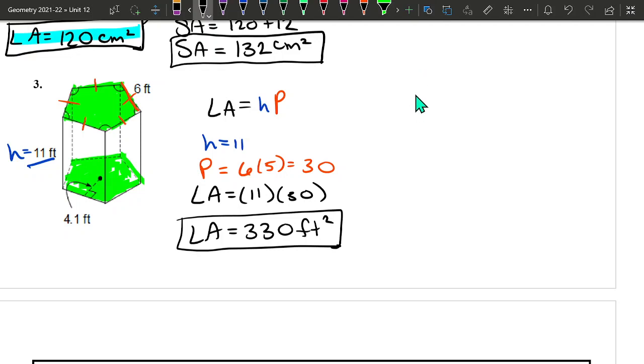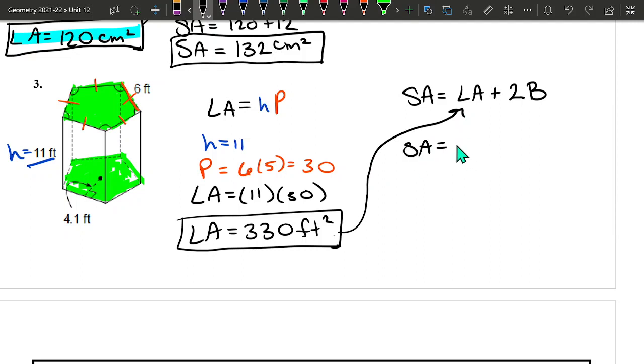And then surface area is going to be the lateral area plus 2 times the area of the base. Well, we know the lateral area. It's 330, so I'm just going to plug that in. So the surface area equals 330 plus 2 times the area of the base.